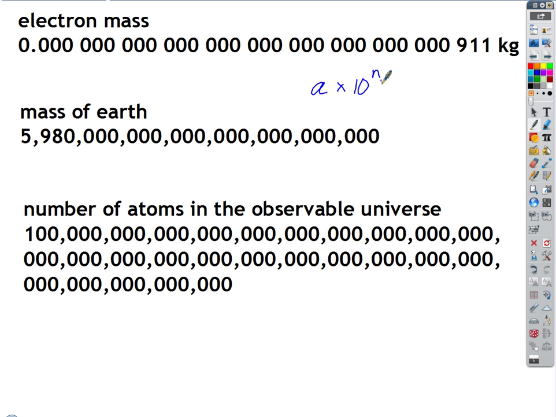Okay, good. That's probably the best way to think about it. The number has to be greater than or equal to 1 and less than 10. Does that make sense? So A must be greater than or equal to 1 and less than 10. Very good. Okay. What about n?